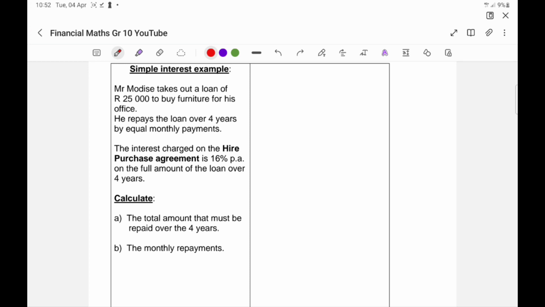Over here, Mr. Modise had no deposit. So he wants to borrow 25,000 Rand, and he pays the loan over 4 years. I always like to make a little summary for myself. By equal monthly payments, the interest charged on the hire purchase agreement. So immediately when you see a hire purchase agreement, it's simple interest of 16% per annum on the full amount of the loan over 4 years. Over here, calculate the total amount that must be repaid over the 4 years.